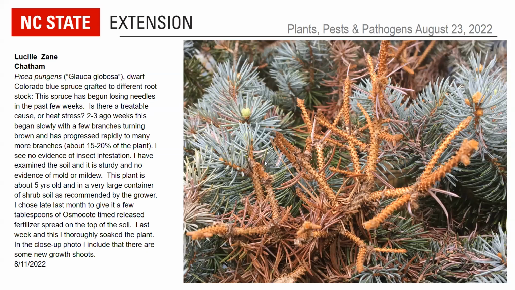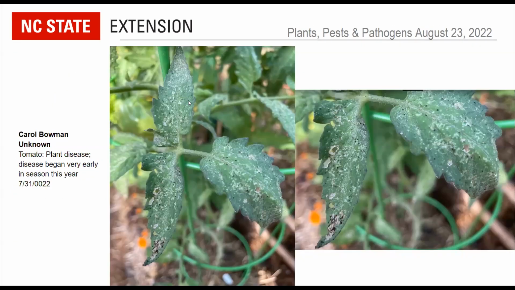Okay, here is a tomato from Carol Bowman. Don't know which county. It says plant disease. Disease began very early in this season. I will say that this does not look like a disease to me, and to Mike as well. This looks like a few different insect issues. The first thing to notice is there's this white stippling and little black specks everywhere, but also some superficial, kind of larger black fecal frass and some chewing here.